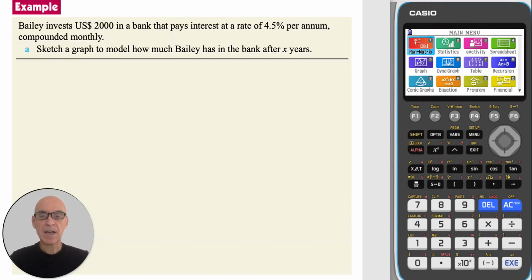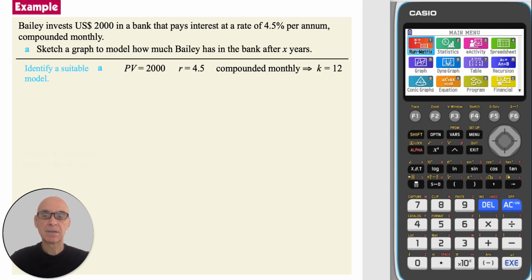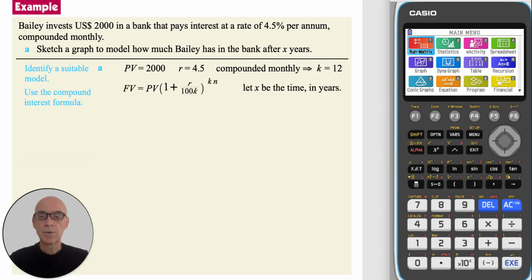In part A of this question, we're asked to sketch a graph to model how much Bailey has in the bank after x years. We need to identify a suitable model. The present value is $2,000, the interest rate is 4.5%, and the interest is compounded monthly. You should be familiar with the compound interest formula, which is given on page 3 of your formula booklet.